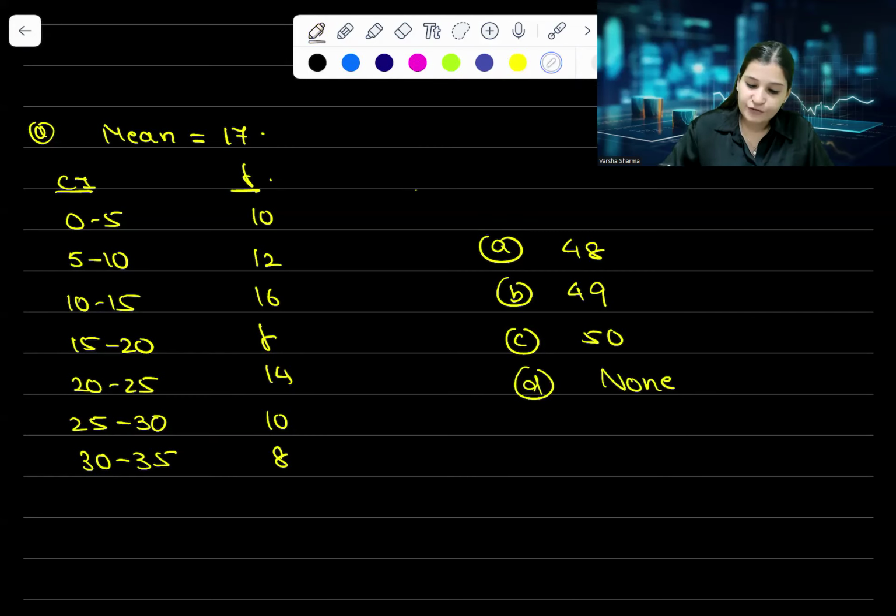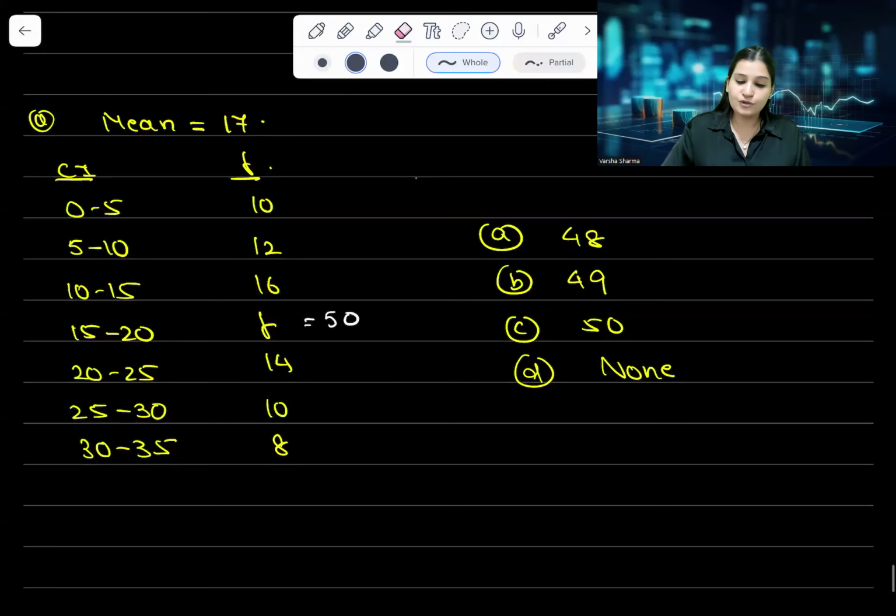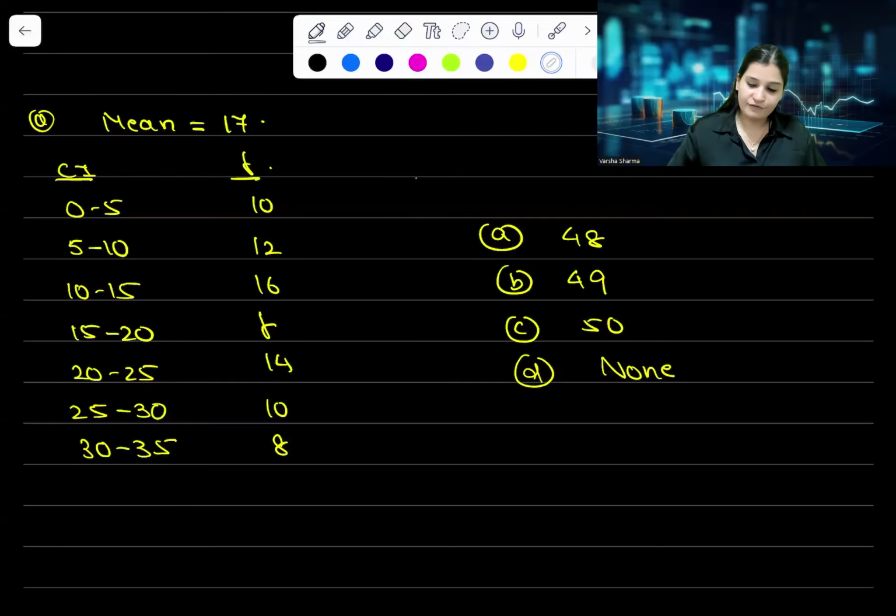Do trial and error. If you take the frequency to be 48, do you get the mean 17? If yes, then 48 is the correct answer. If no, then take the frequency to be 49. If the mean comes out to be 17, 49 is the correct answer. If you take 50 and you get the mean to be 17, then that's your answer. Otherwise, no. So do trial and error. If I take f as 48, then the sum of the frequency is 118.